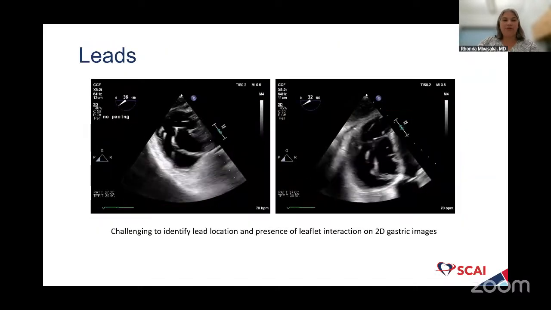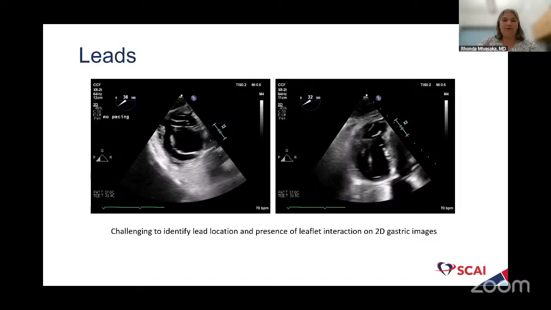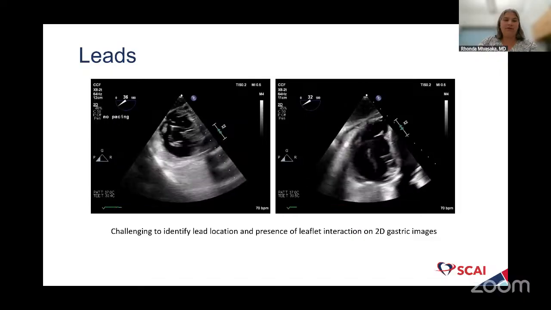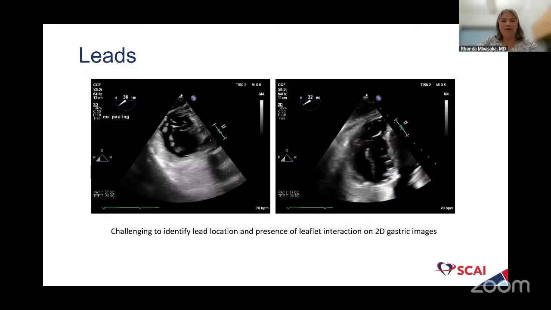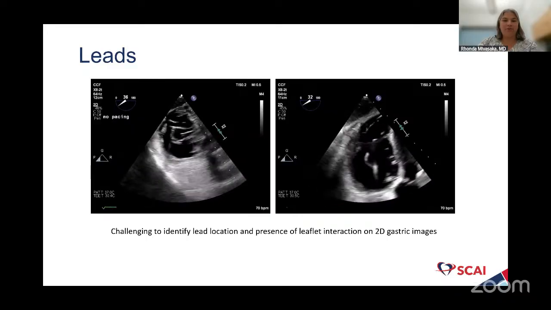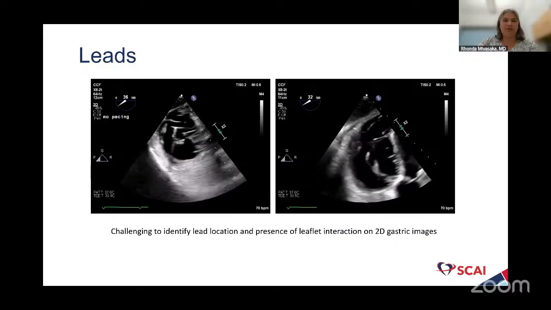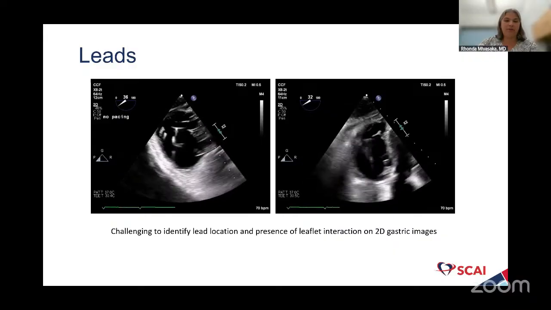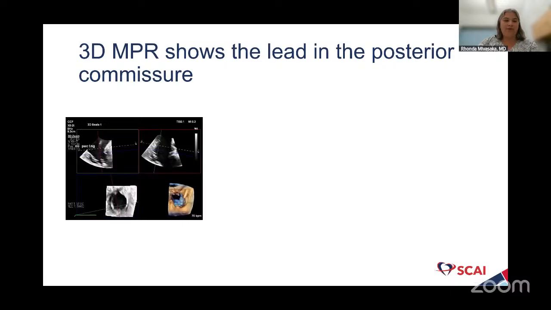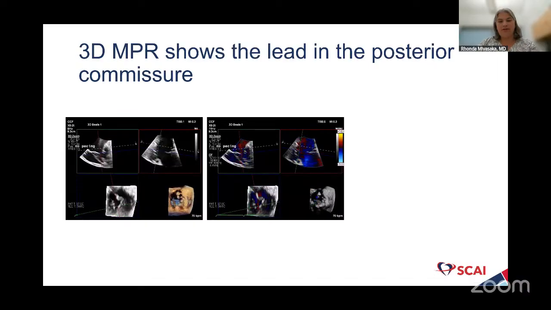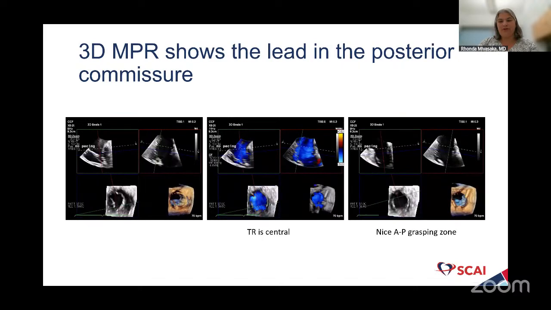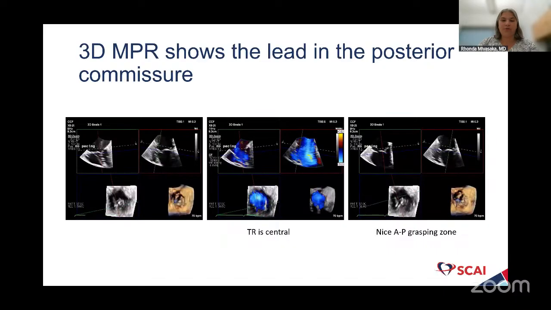Leads are another potential challenge, can be difficult to understand where the lead is, if it's interfering with the leaflet, if it's causing TR. This is an example of a patient that was actually referred to us for lead extraction because it was felt that the lead might be impinging the posterior leaflet. And when we did 3D imaging of this lead, we could see that the lead was actually tucked in really nicely in the septal posterior commissure. All of the TR is anterior and central to the lead. And so if we just move our grasping plane into a septal anterior grasp, it turns out that this anatomy was actually very nice for tricuspid TEER.